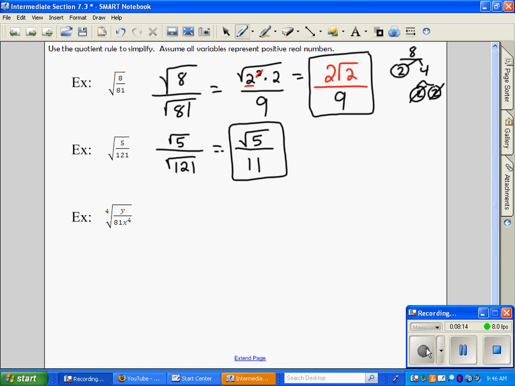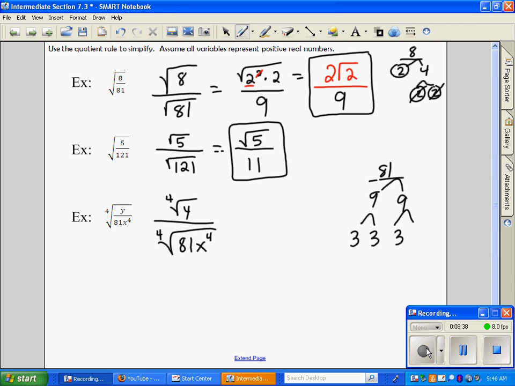And our last one, we're going to do the fourth root, so that's y with an index of 4. We're going to rewrite this one as 81x to the 4th with an index of 4. So if we break 81 down, that's 9 times 9, and then that's 3 times 3, and this one is 3 times 3. So I can rewrite that as 3 to the 4th power. So in the bottom we can map our index. So that's 3 to the 4th power, x to the 4th.